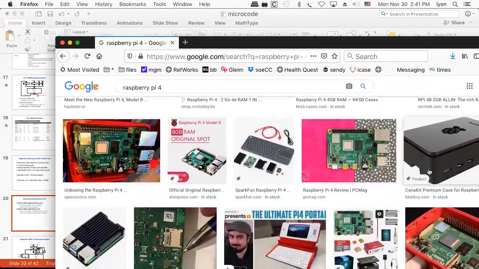Me personally, I set these things up with a mouse and a keyboard. Then I operate the whole thing headless, and I just go in remotely using SSH and VNC.